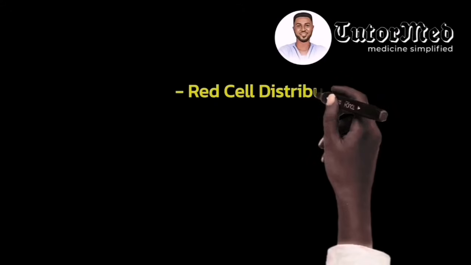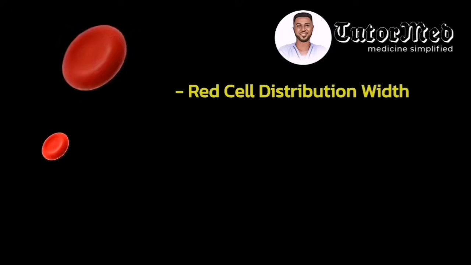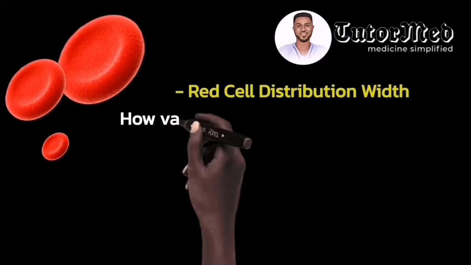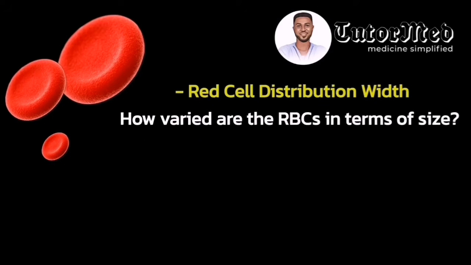The last red cell index is the RDW, the red cell distribution width. Since there are varying sizes, some are small, some are big, some have intermediate sizes, we want to know how varied the sizes are.